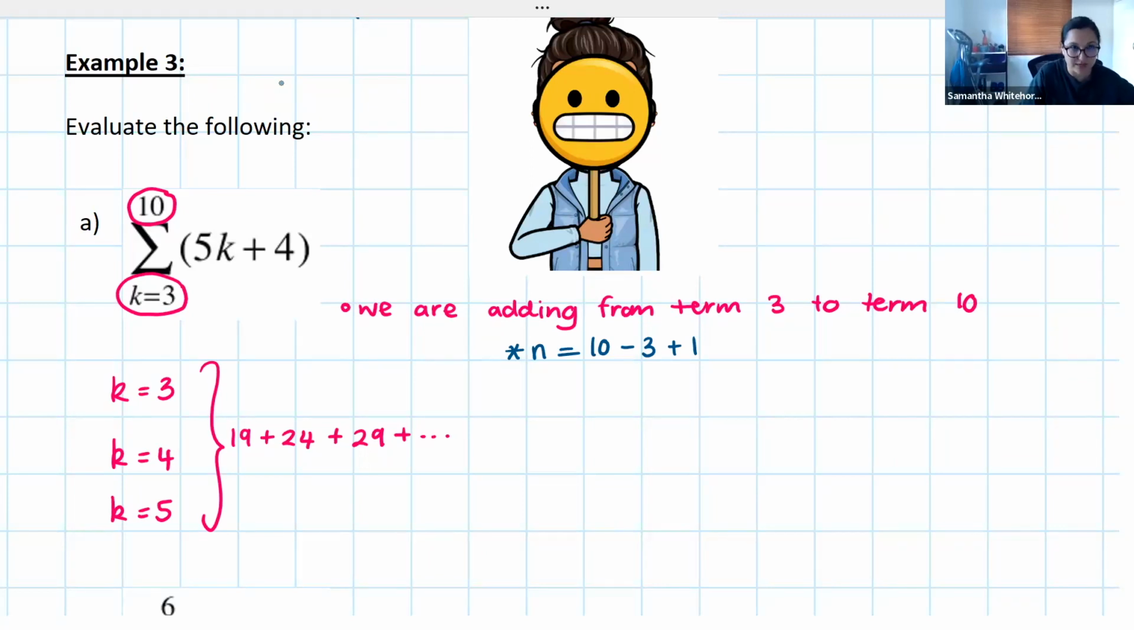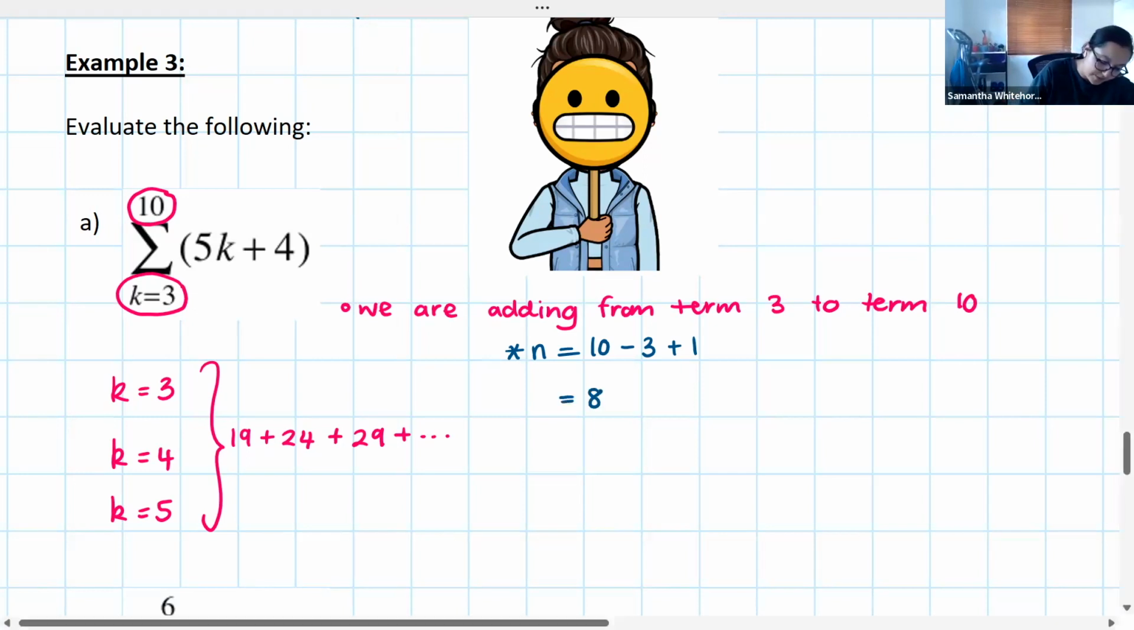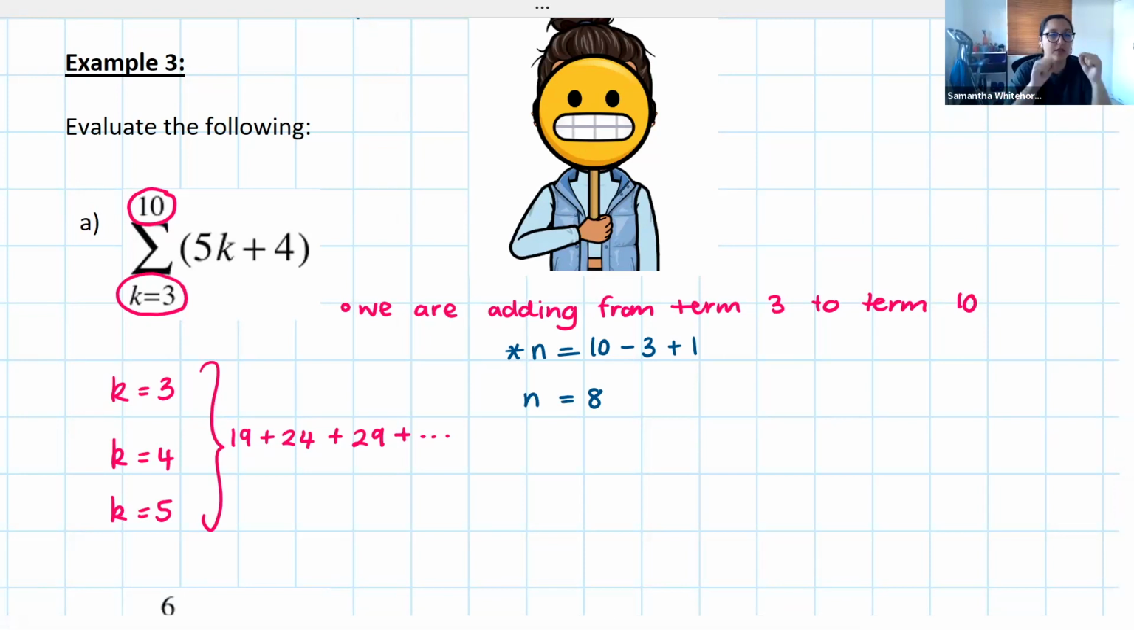10 minus 3 is 7. 7 plus 1 is 8. So what this is telling me is I'm adding 8 terms. Now let's just discuss why this formula is true.